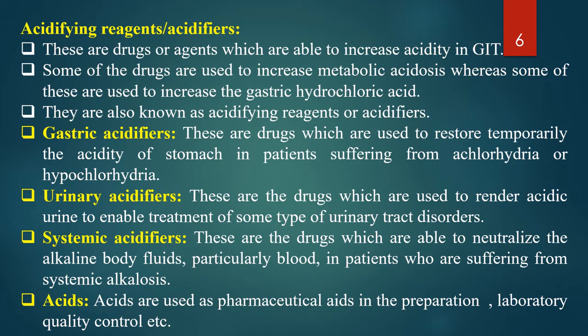Urinary acidifiers are the drugs which are used to render the urine acidic to enable treatment of some types of urinary tract disorders. Systemic acidifiers. These are the drugs which are able to neutralize the alkaline body fluids, particularly blood, in patients who are suffering from systemic alkalosis. Acids. Acids are primarily used as pharmaceutical aids in the preparation and laboratory quality control.